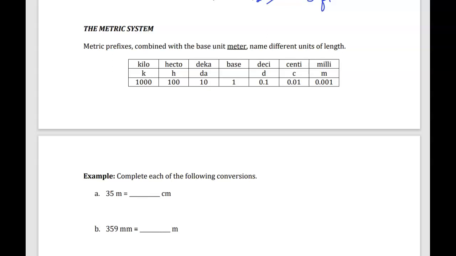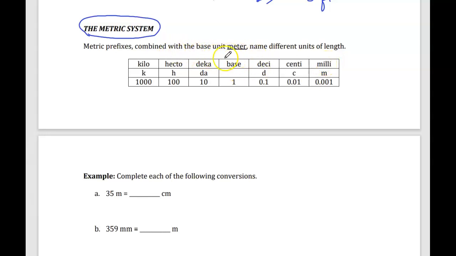Let's continue by looking at the metric system. We've already looked at the standard system, or the English system. Now let's look at the metric system. The metric system is where you have the meter, the liter, the gram. And this is the system where we have all these prefixes: kilo, hecto, deca, deci, centi, milli.